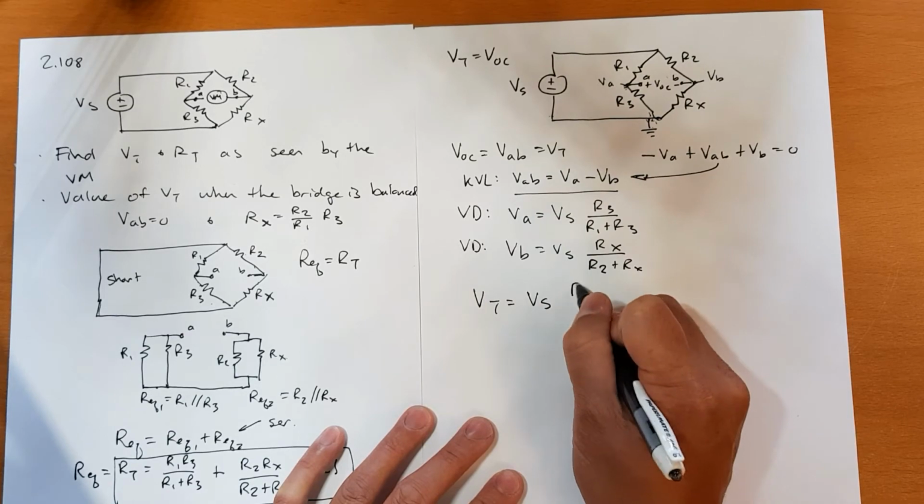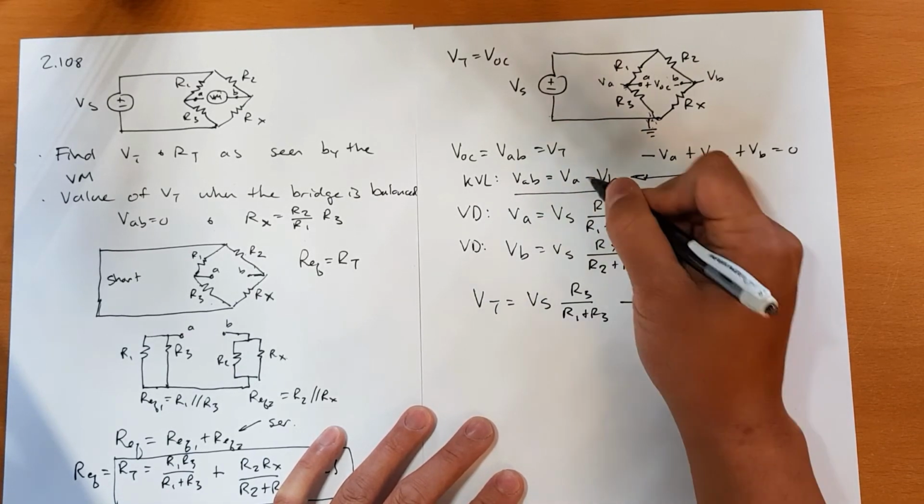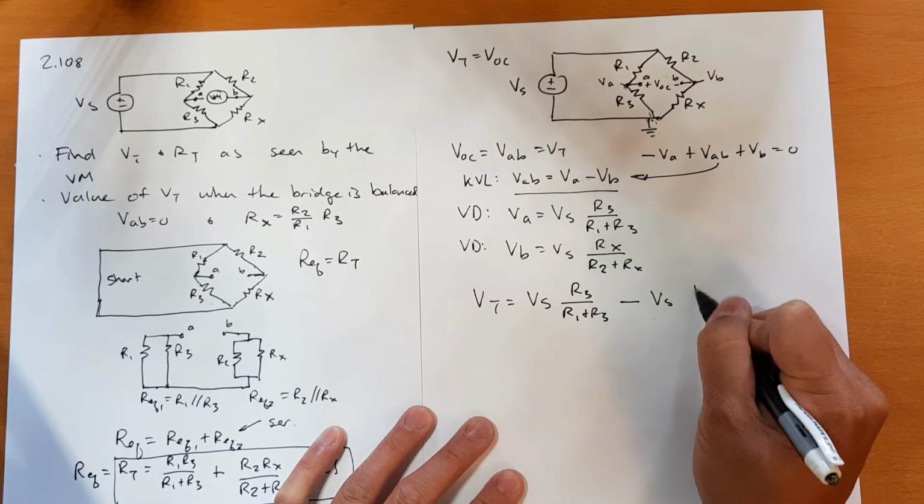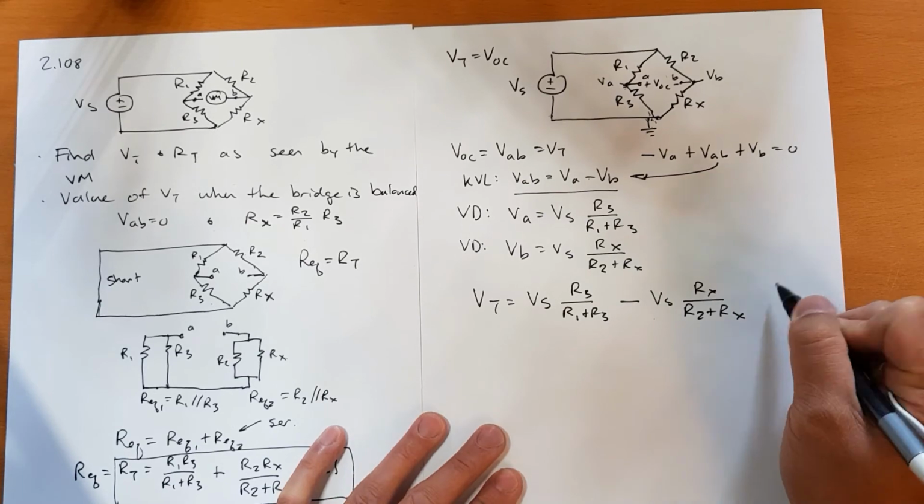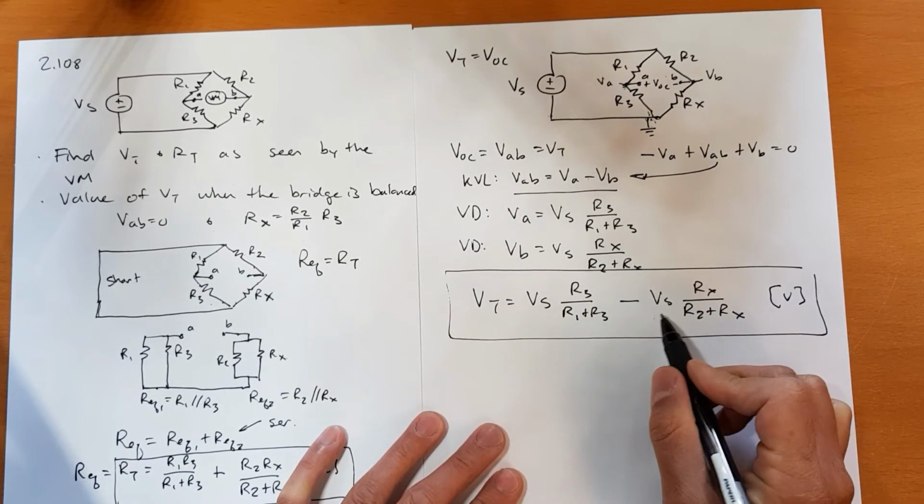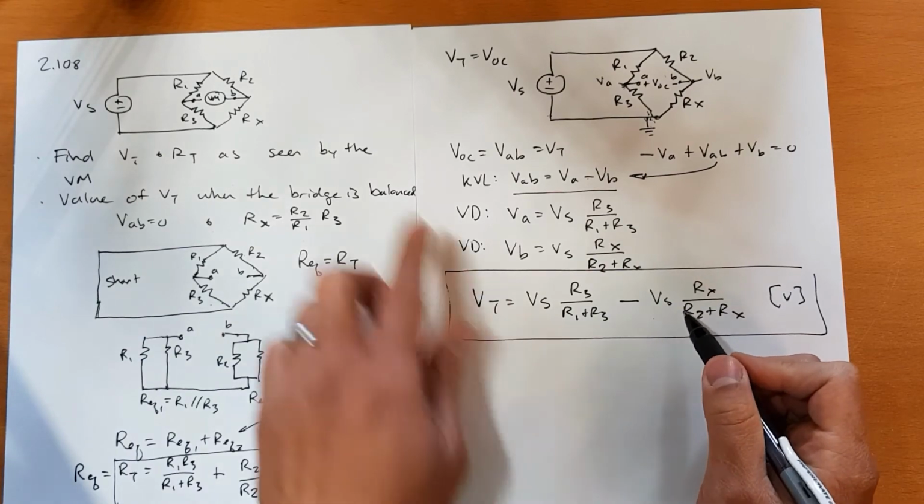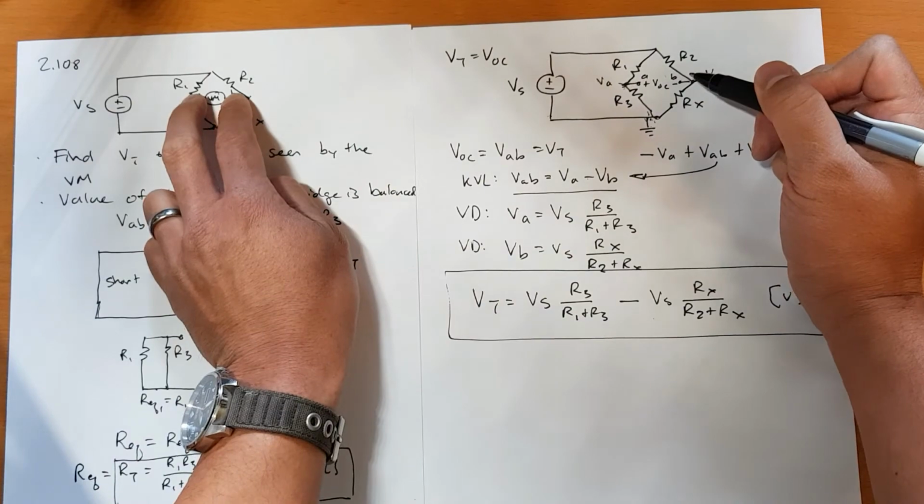So now we just say, okay, VT is equal to just the subtraction of these two, which is VS times R3 over R1 plus R3 minus VS times RX over R2 plus RX. And this will be units of volts. And this is our Thevenin voltage for the equivalent Thevenin circuit as seen by A and B, or this voltmeter.